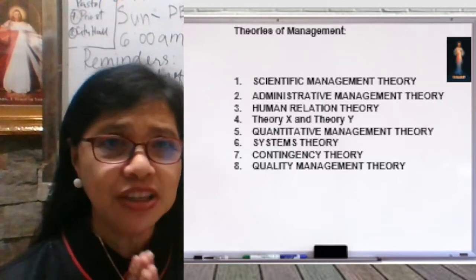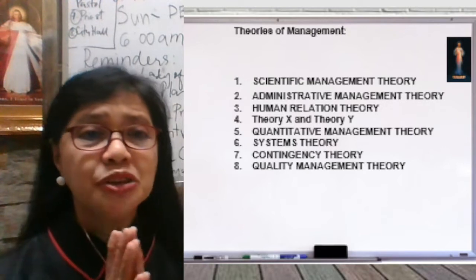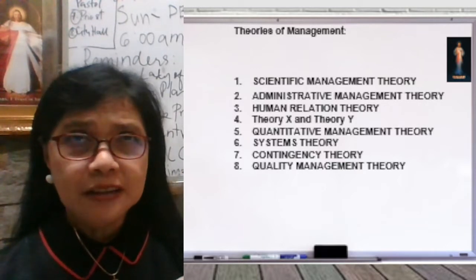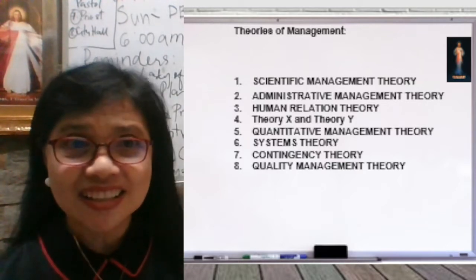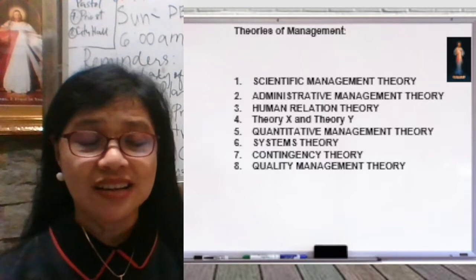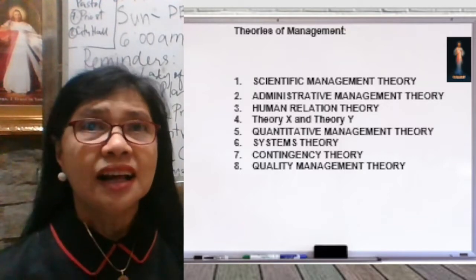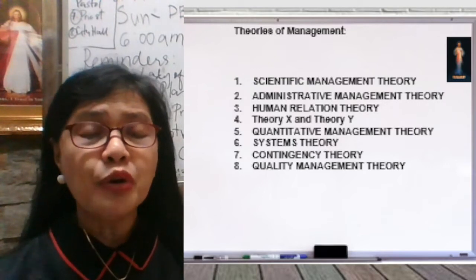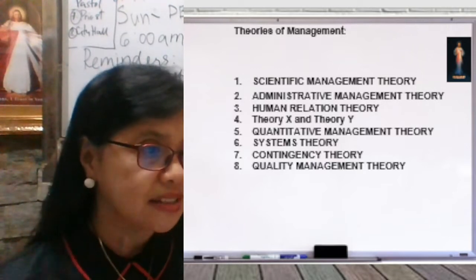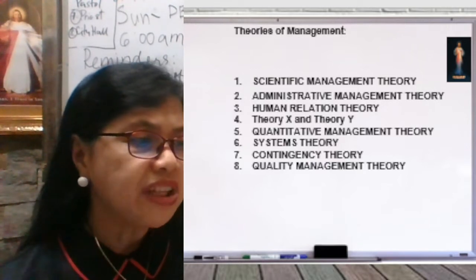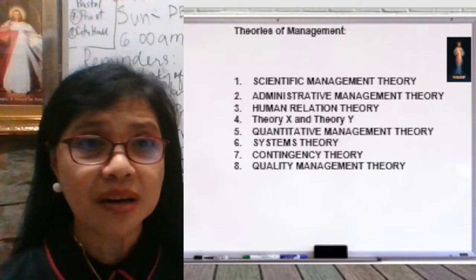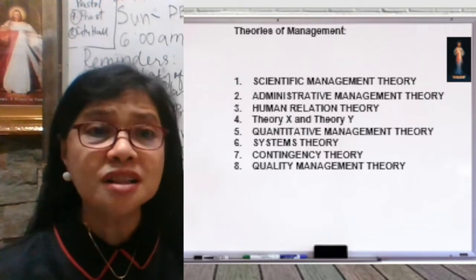Now let's continue. The theories of management. You will notice that management started since the ancient times. If you will notice the Pyramid of Giza in Egypt, how was this infrastructure built? The story tells us that it was constructed for over 10 to 15 years, I think. And it took them 40,000 laborers to construct this Pyramid of Giza. But it's now a world wonder.